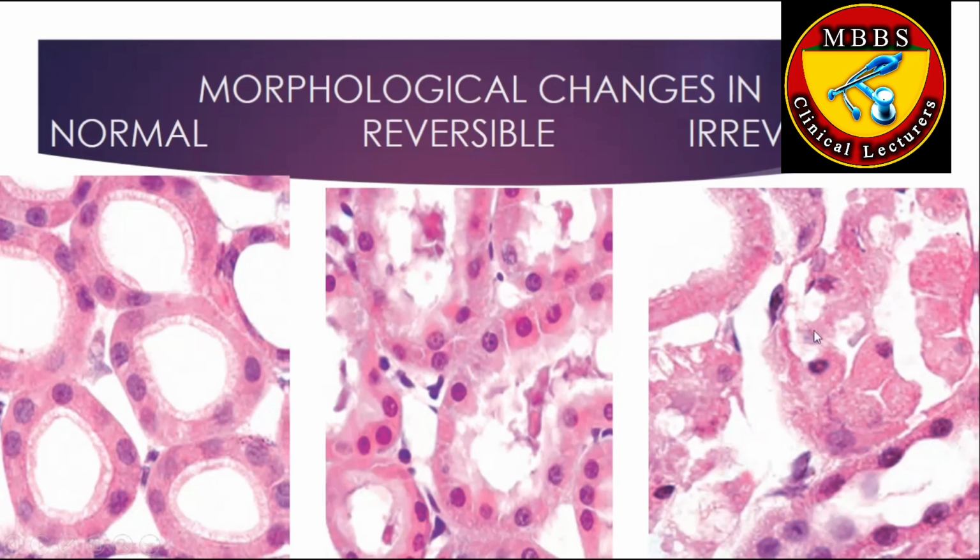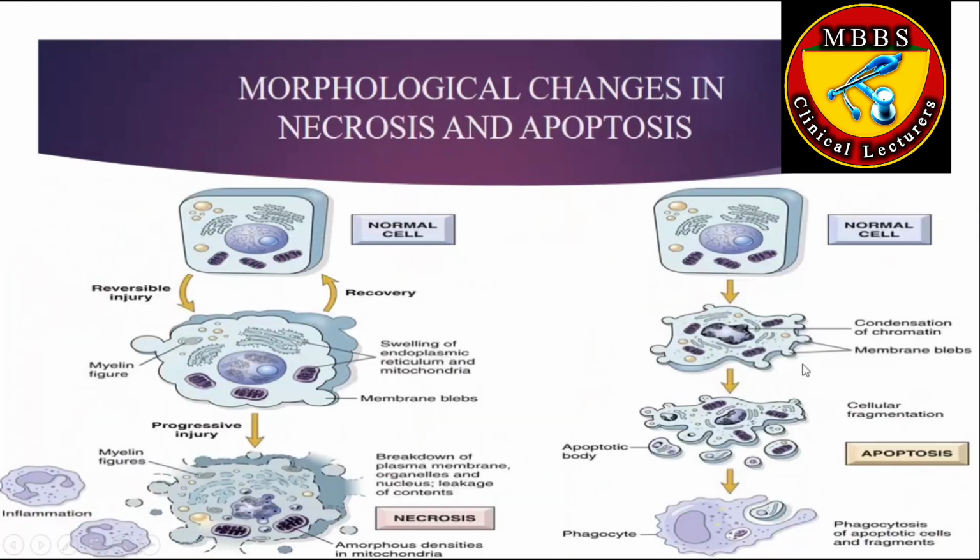Now proceed to the third picture on the right-hand side, which shows the irreversible changes. And what are the irreversible changes? There is the loss of nuclei. We can see over here the loss of nuclei, fragmentation of the cells, and the leakage of the contents. So we can see these morphological changes, the reversible changes and the irreversible changes.